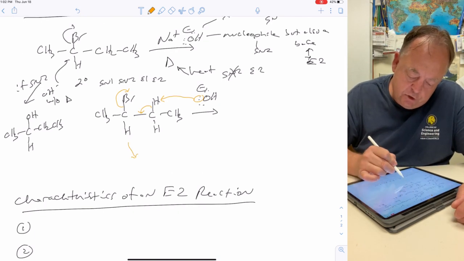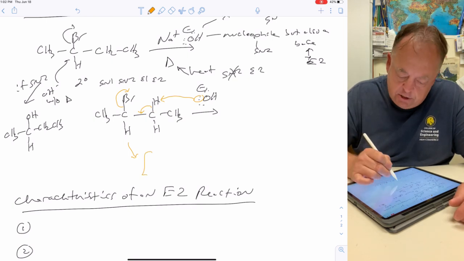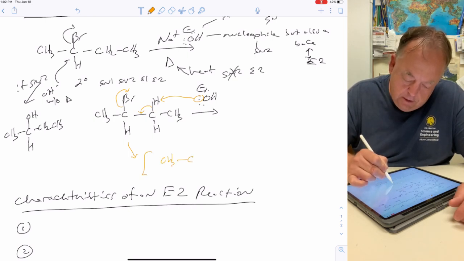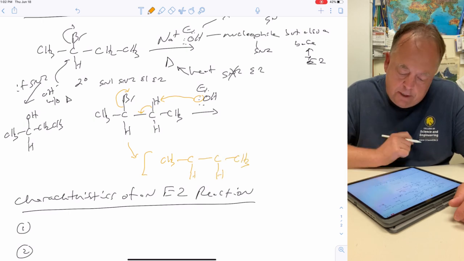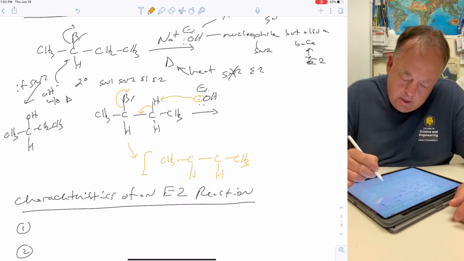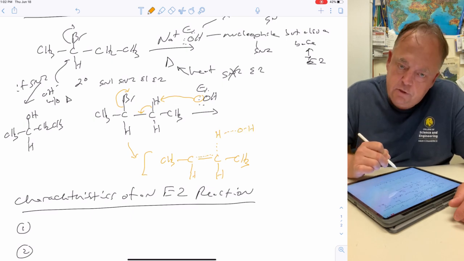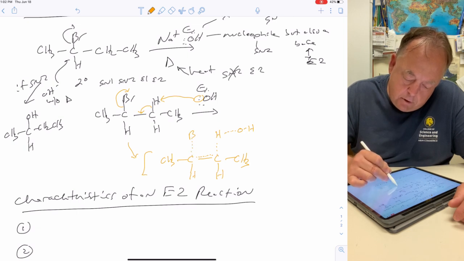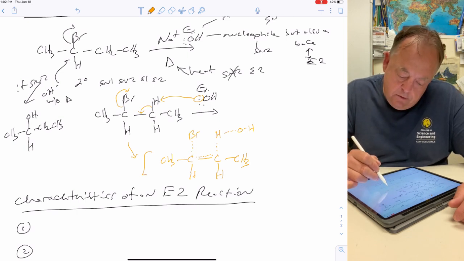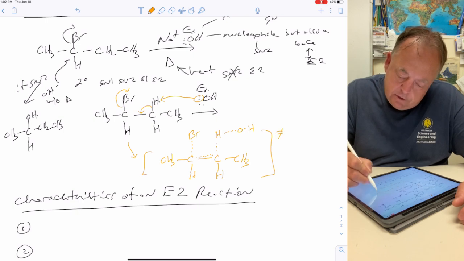So similar to SN2s, we're going to sketch out a transition state showing all of the changes that are happening. Nothing's happening to that part of the molecule, but you are breaking this bond to hydrogen, you're making the bond to the OH, you're making a double bond between the two carbons, and you're breaking the bond to bromine. So you're making and breaking 4 bonds all at the same time. That's your transition state, and then that goes on to product.